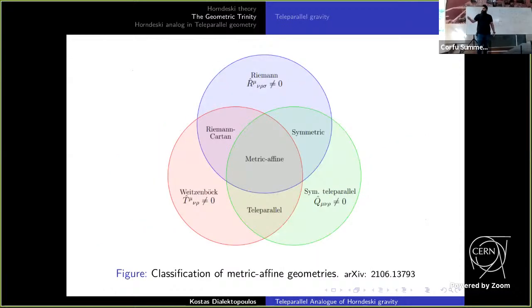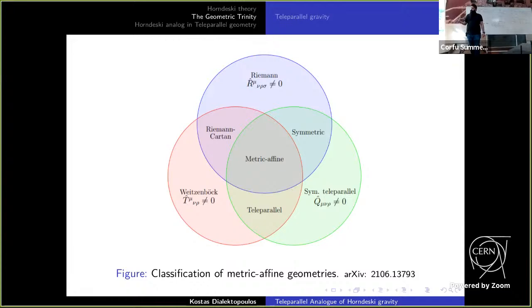Here is a schematic representation of these theories. This is the most general one, the metric affine theories, containing curvature, torsion, and non-metricity. Of course, if you select the curvature to be non-zero and the others to be zero, you end up with Riemannian geometry. If the curvature and non-metricity are zero and torsion is not, you end up with Weitzenböck geometry. And if you select the torsion and the curvature to be zero, you have the symmetric teleparallel geometry.